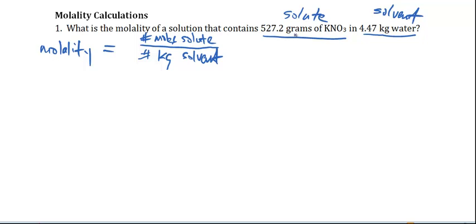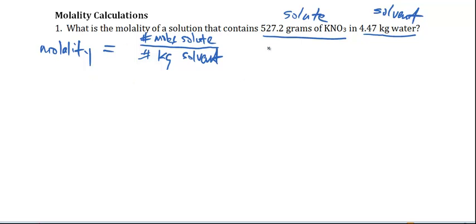But that's no problem. That's just a mass to moles conversion, and then we'll have moles. The problem gives us the kilograms of solvent. It puts it right over the plate, so that's easy. So really, our only task is to simply convert this amount of grams of solute to moles.